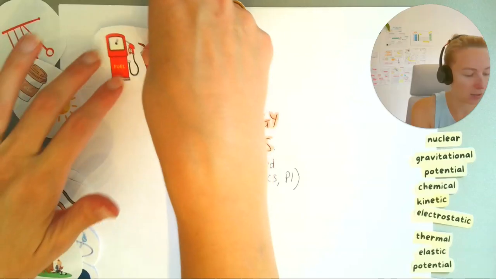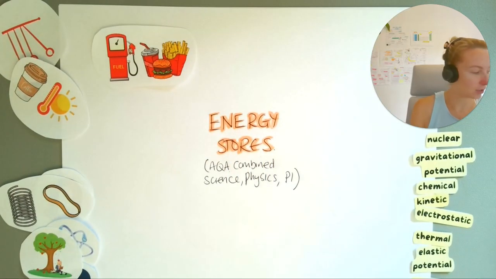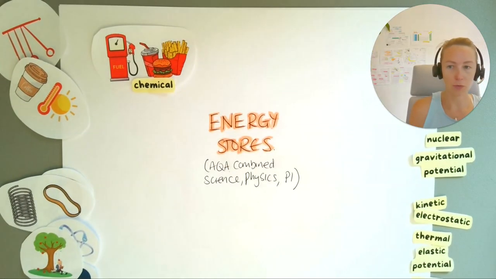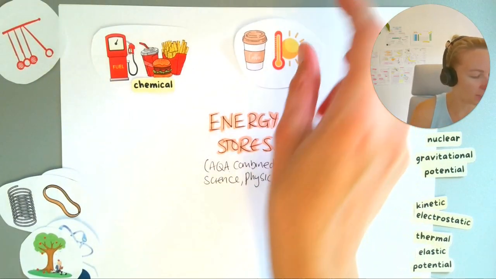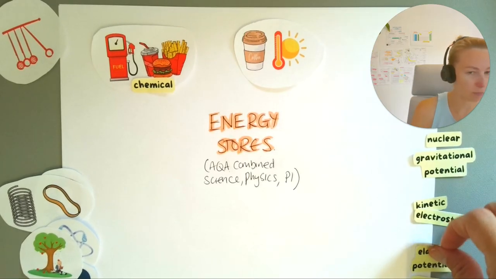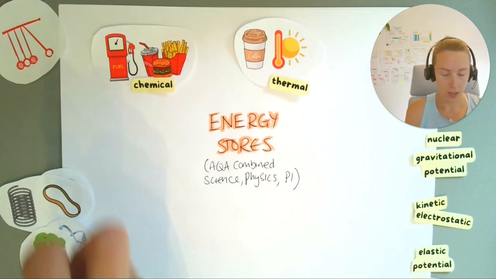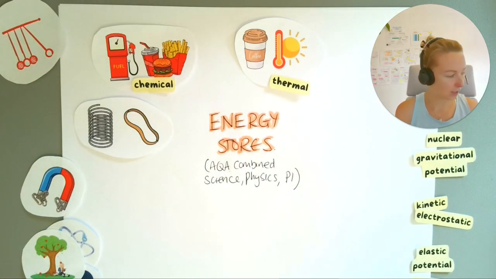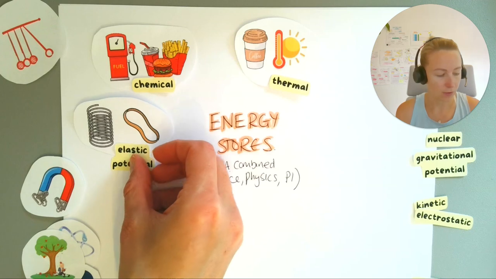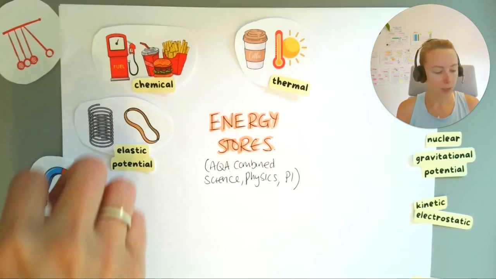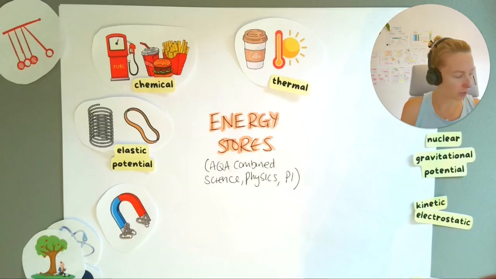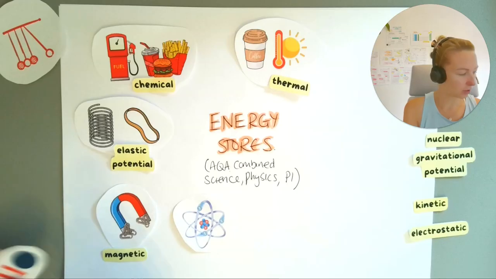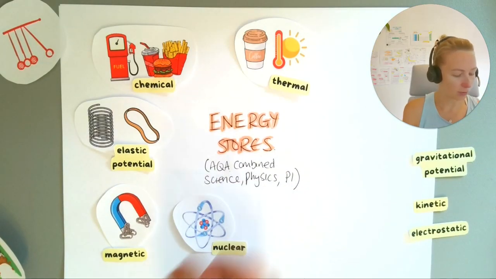So this here, food that we eat and fuel that we put into our car, that kind of thing, is a chemical store. I've got a hot coffee here, a thermometer and a sun. That is to represent thermal. Got a spring and an elastic band here. That represents elastic potential. So things that are elastic, a spring can be pulled out. Magnet, so that one's quite obvious. Magnetic. We've got nuclear as well, so energy can be stored in a nuclear store.